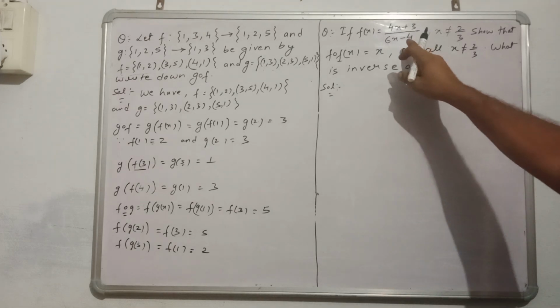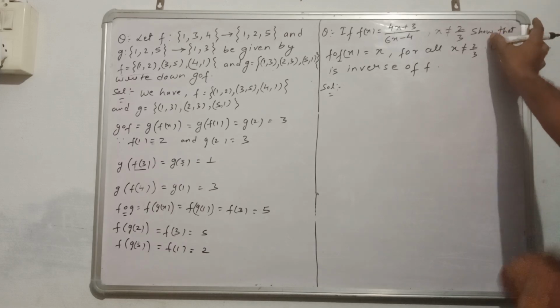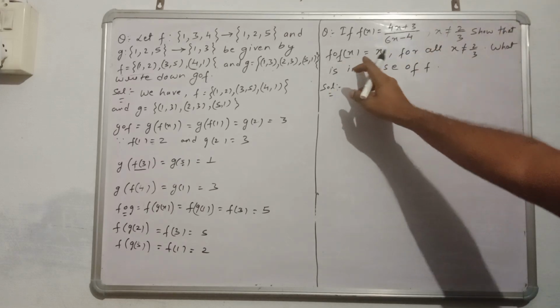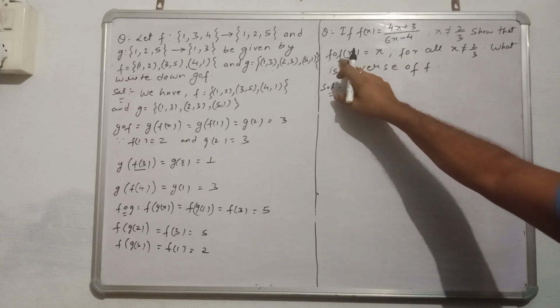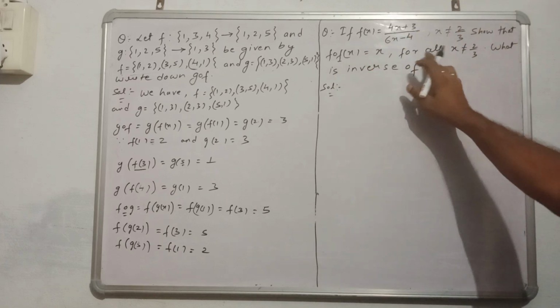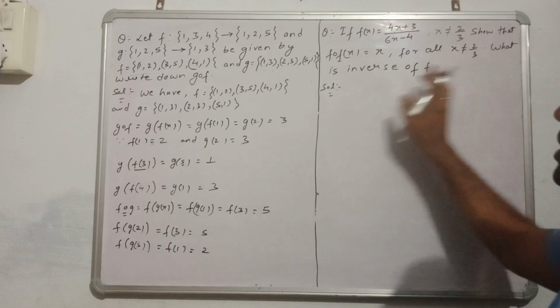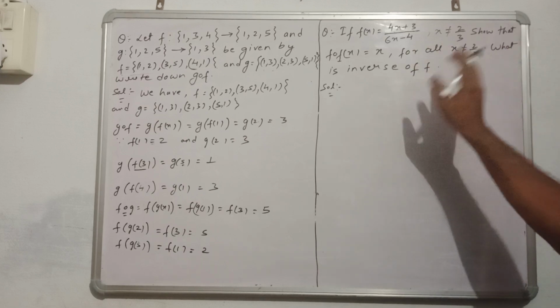Okay, so for Q not 0, here x should not equal 2 upon 3. So to show that, you have to write down what will come for f. When you find f, it should come in terms of x only, for all x not equal to 2 upon 3. What is the inverse of f? After that, you have to write down the inverse of f.